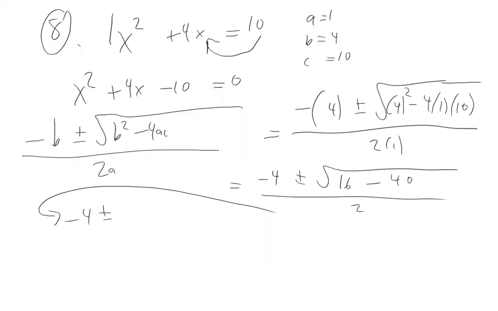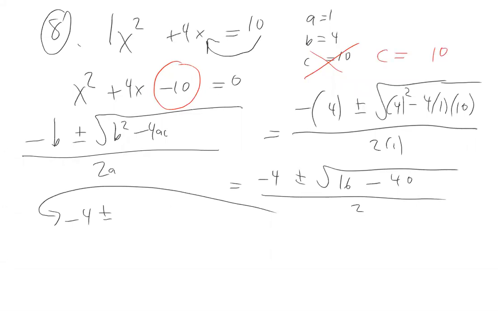Wait, no, hold on, did I do something wrong? Yes, I made a mistake. So I plugged in 10 from the original problem. Now, the original problem cannot be used to solve the equation. Do you know why not? Because that 10, c equals 10, is actually wrong. You cannot use the c from the original problem because the original problem was not equal to 0. So the true c is actually negative 10. So really c equals negative 10.